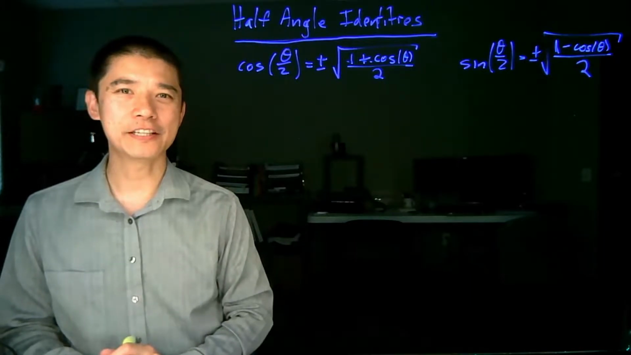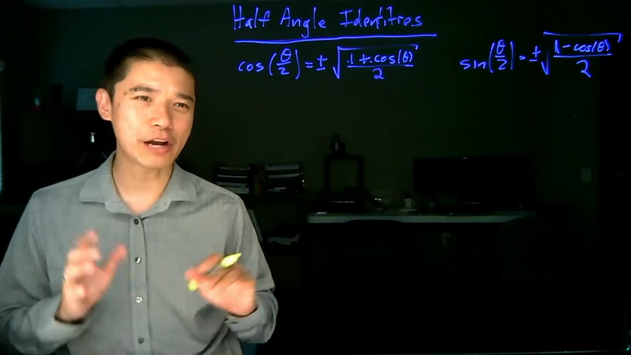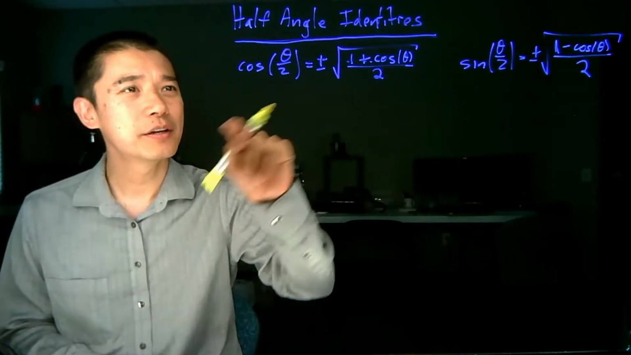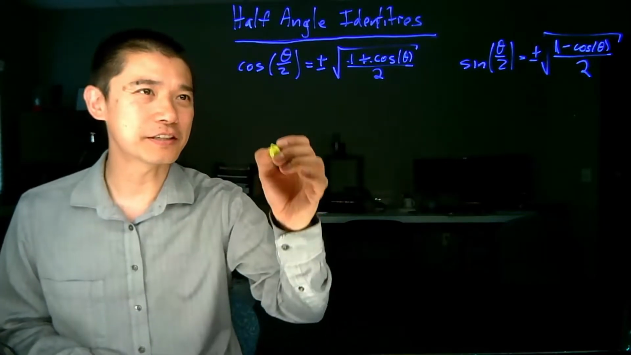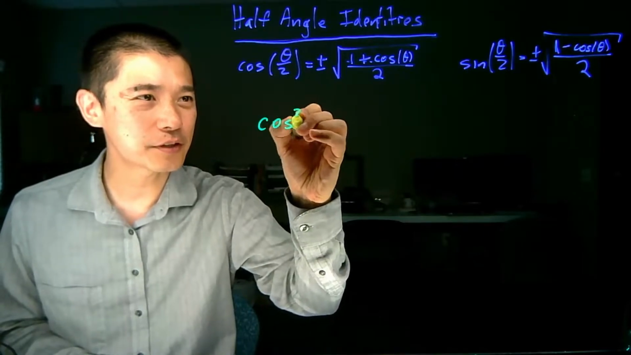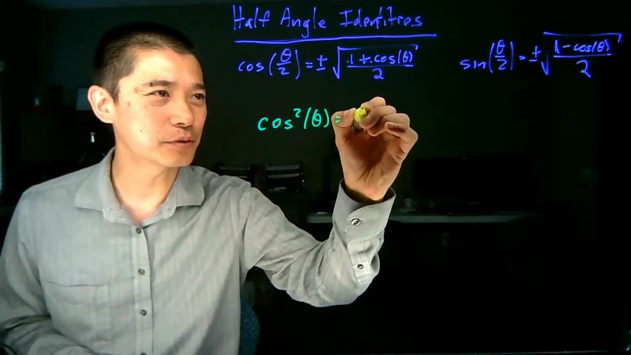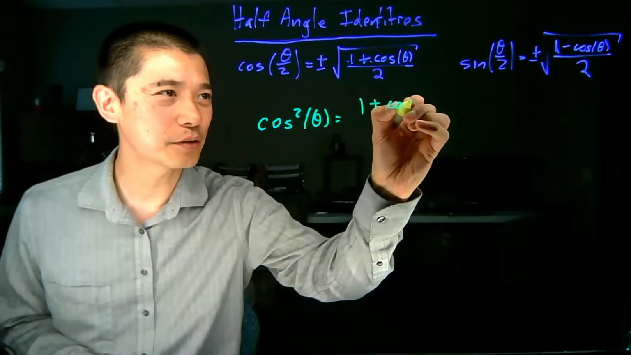The half-angle identities are just another set of identities that we can derive using the techniques from this section. In fact, it's probably easiest to derive these from the power reduction identities. Let's start with cosine squared theta is equal to 1 plus cosine 2 theta over 2.